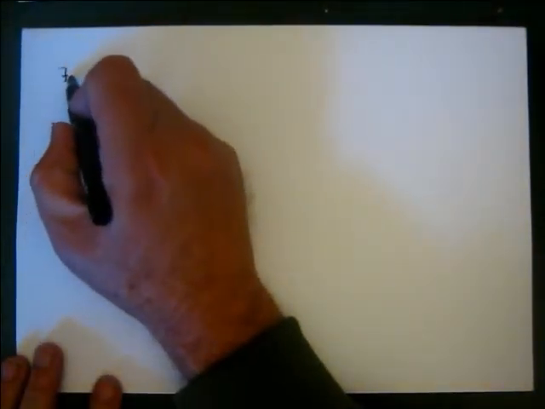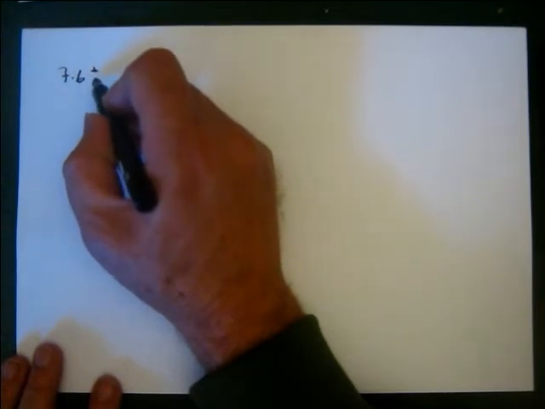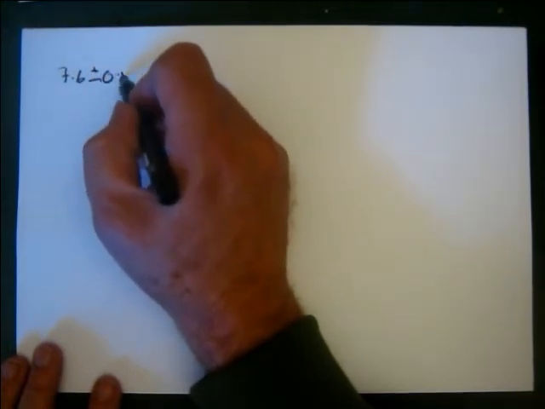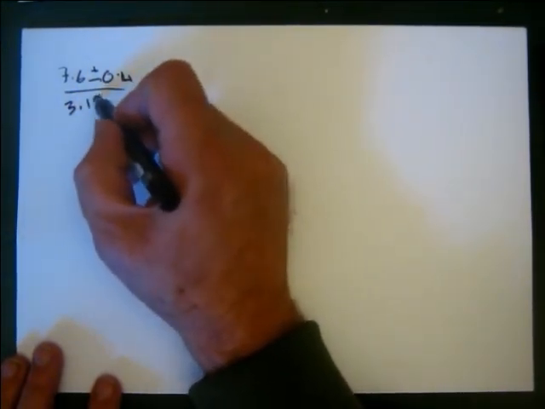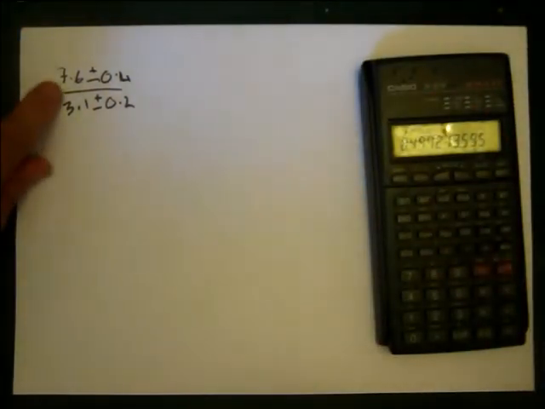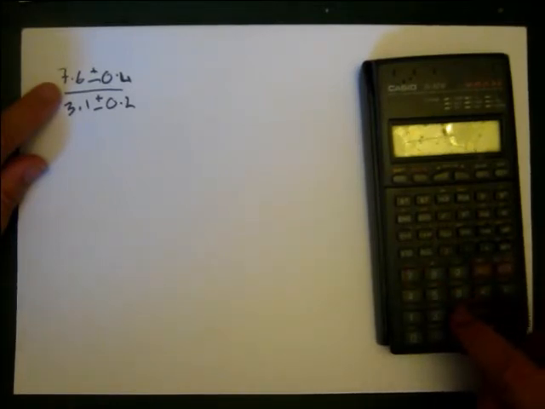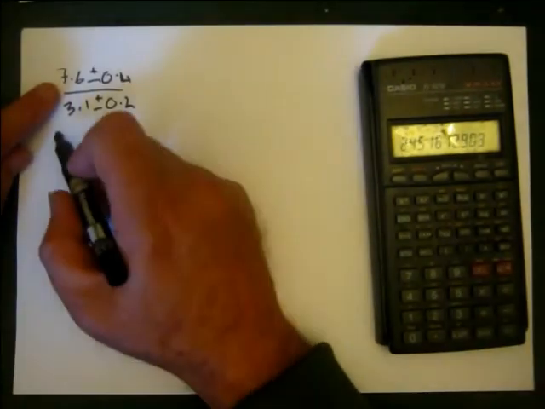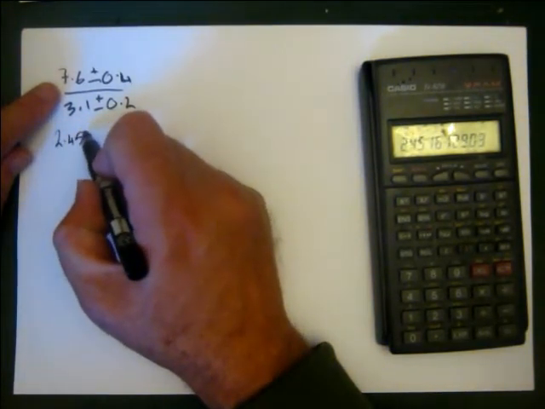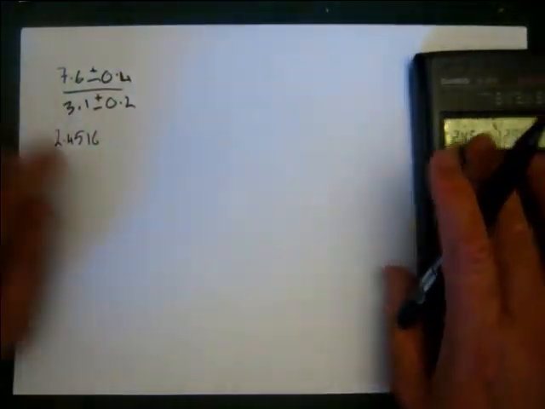So what happens if you're going to divide two numbers? So let's go 7.6 plus or minus 0.4 divided by 3.1 plus or minus 0.2. How do we divide and get the uncertainties when we're dividing? We're going to do that exactly the same way as when we multiply. So first we figure out what the base values are. 7.6 divided by 3.1 equals 2.4516. Probably no point going further than that at the moment.